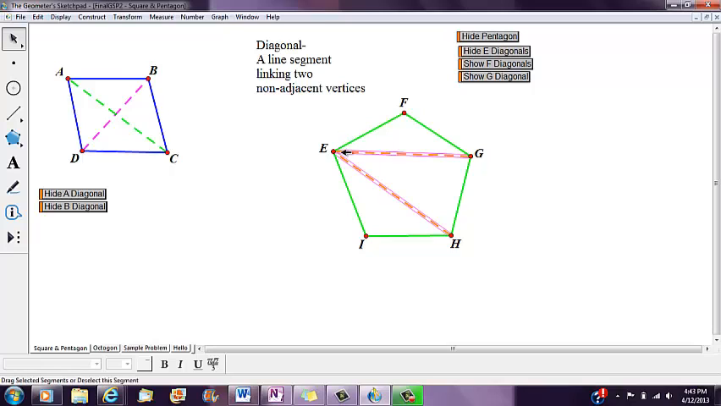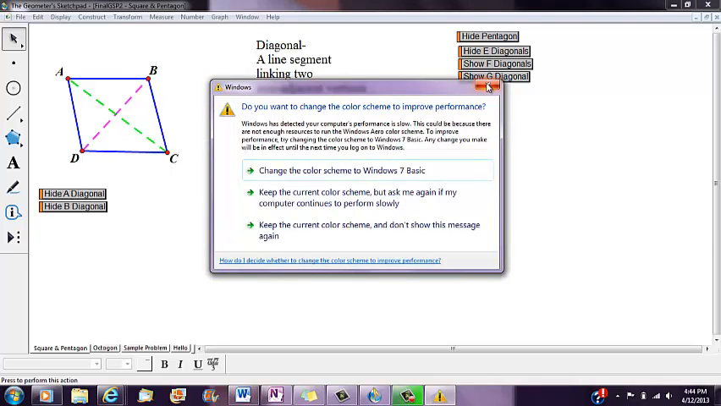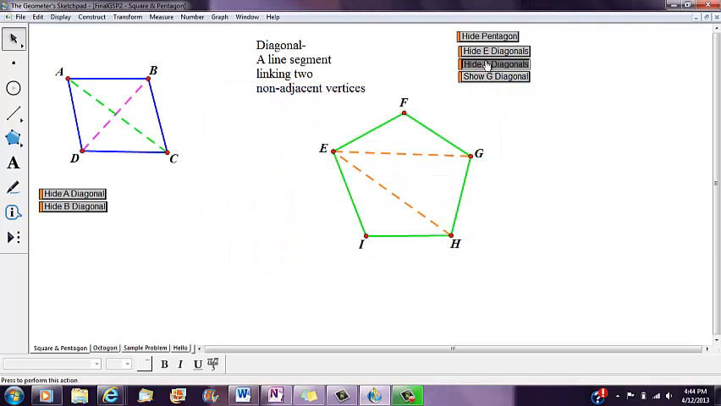As you can see, the diagonals go from E to G and E to H. They cannot go from point E to F or E to I, because once again, those are adjacent vertices to E. Same thing for point F. I would ask them where they think the diagonals would go and why. And as you can see, it goes from F to I and F to H.